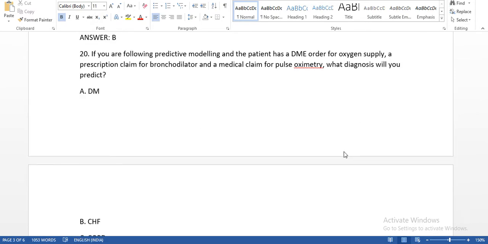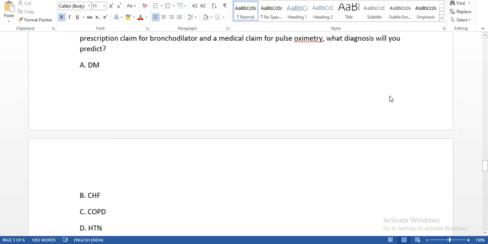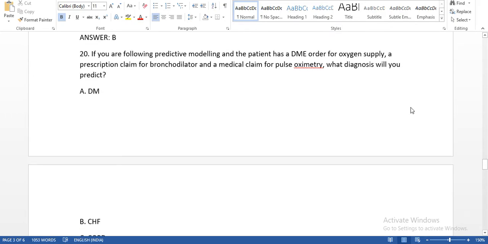Next question, 28th question. If you are following predictive modeling and the patient has a DME order for oxygen supply, a prescription claim for bronchodilator and a medical claim for pulse oximetry, what diagnosis will you predict? This is a very direct question, there is no thinking to do. Oxygen supply is usually related to a respiratory condition, bronchodilators are also related to respiratory conditions, and pulse oximetry is also related to respiratory conditions.